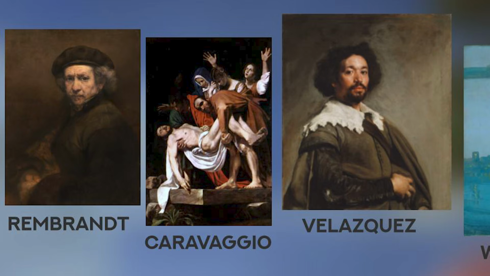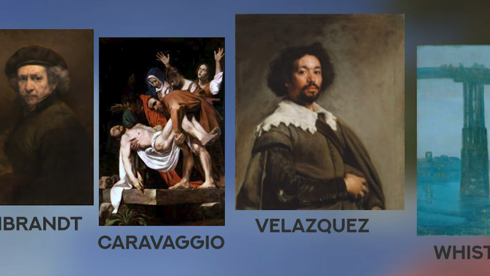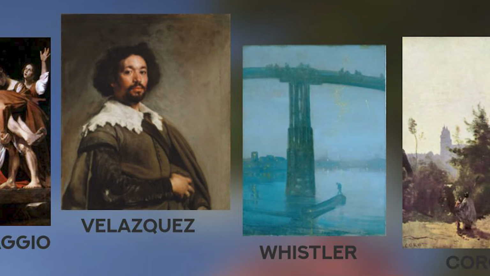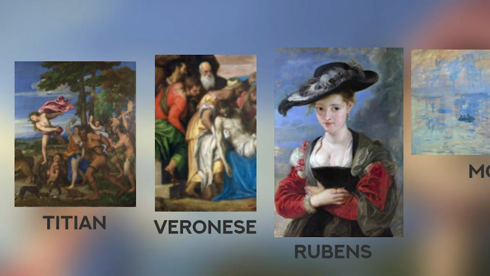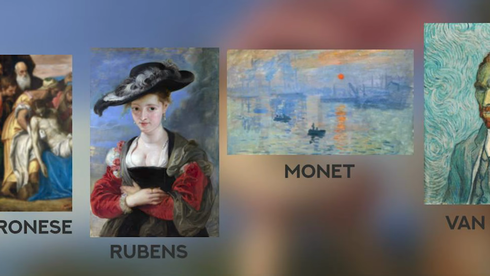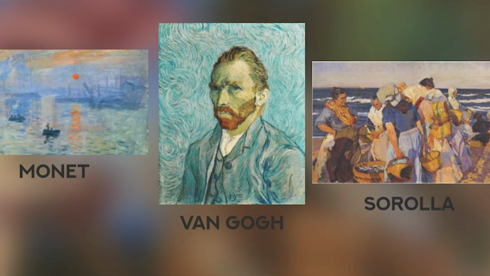First, to help you visualize this divide, let's look at how these iconic masters would fall on these opposite sides of the spectrum. On one side, we have the tone painters: Rembrandt, Caravaggio, Velázquez, Whistler, Corot, Sargent, and on the other, we have those we could call the colorists: Titian, Veronese, Rubens, Monet, Van Gogh, Sorolla.